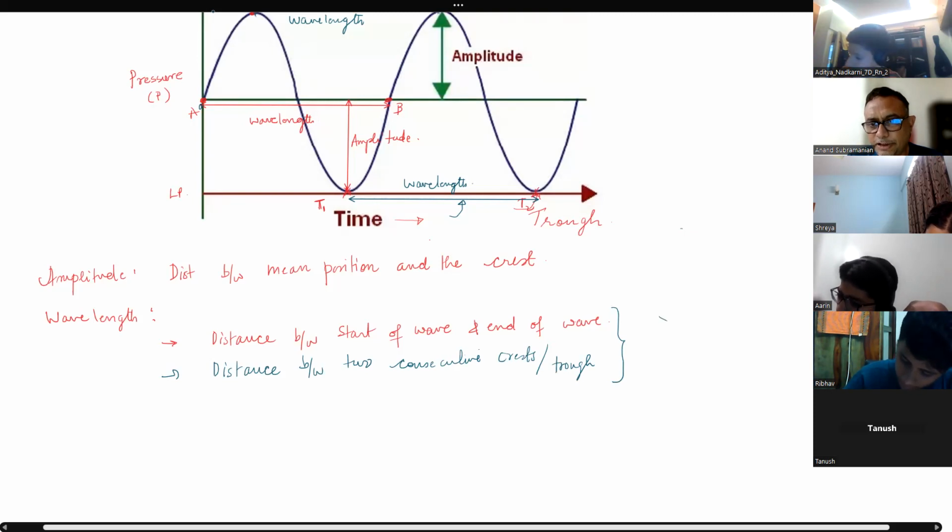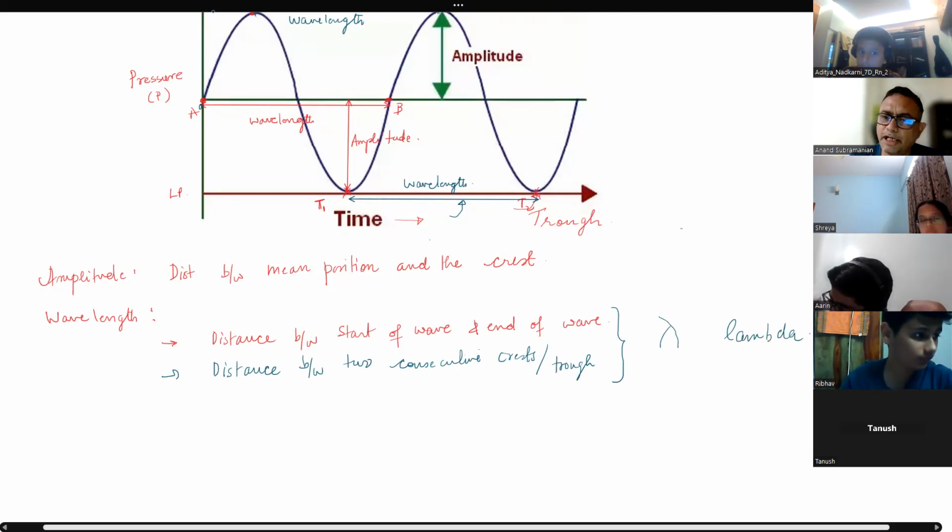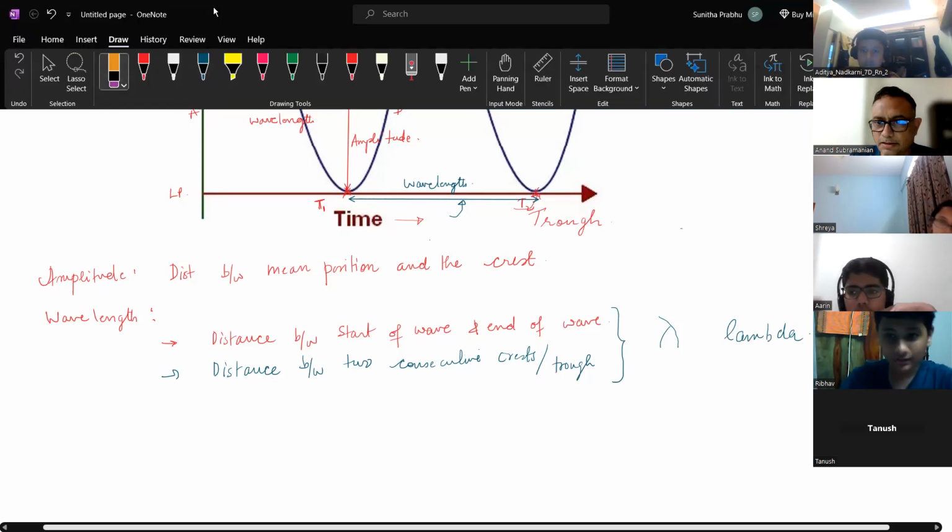Wavelength is designated with one symbol like this. This is called lambda. Lambda is L-A-M-B-D-A. Yes, sir, correct. So it is designated by this Greek letter lambda.